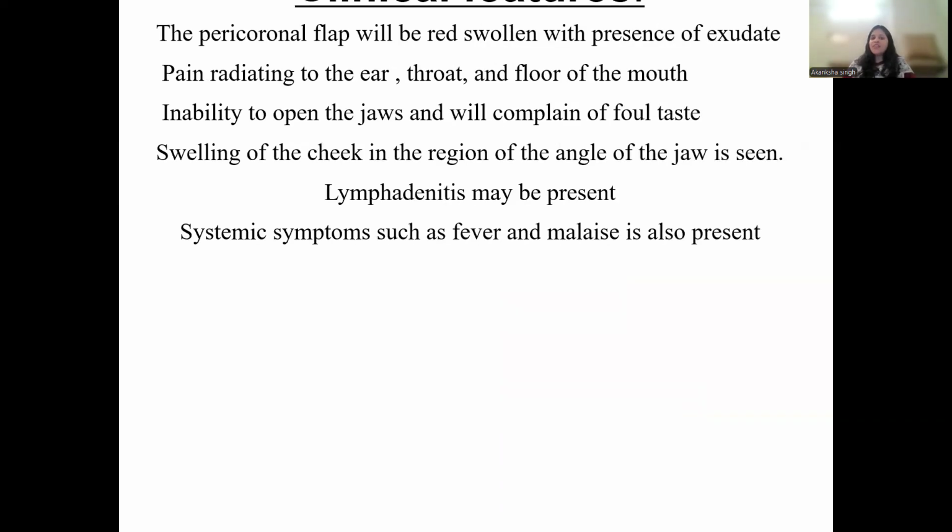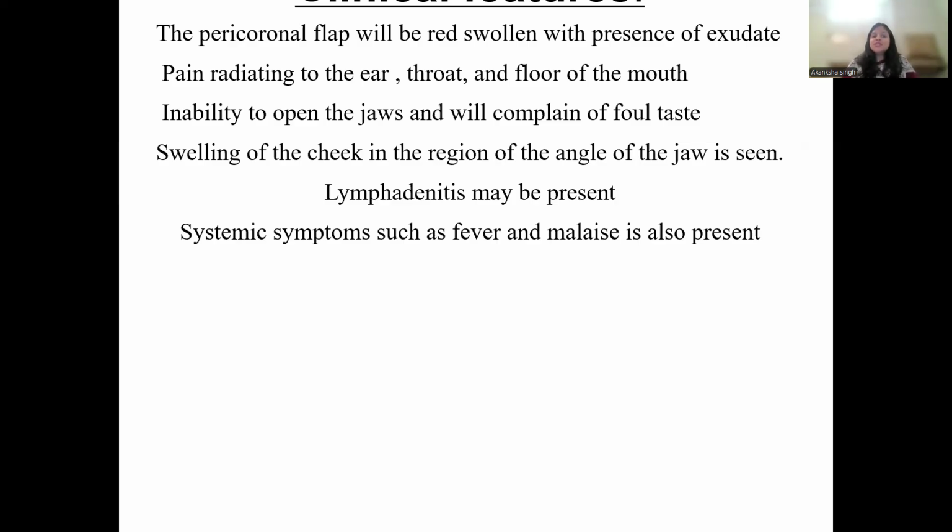You all must be aware of how inflammation exists. So the pericoronal flap will be seen as red and swollen with presence of exudate. Again, the presence of exudate may or may not be there; that depends on how acute the lesion is. Pain radiates to the ear, obviously, because there is involvement of the mandibular third molar. Sometimes the pain can also radiate to the throat and floor of the mouth.